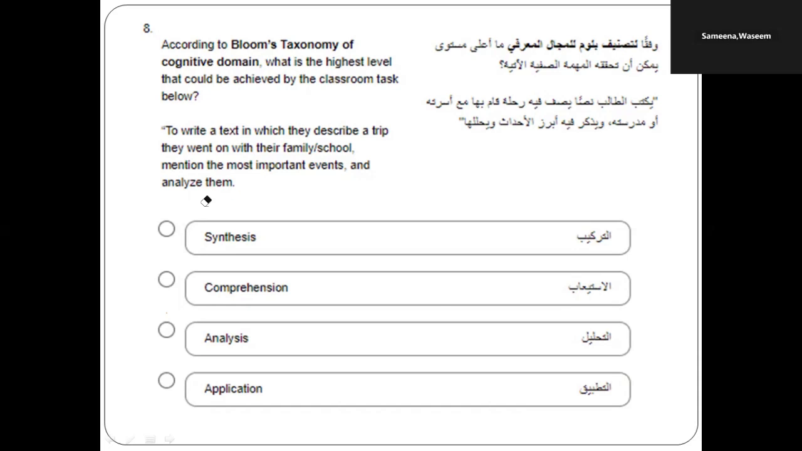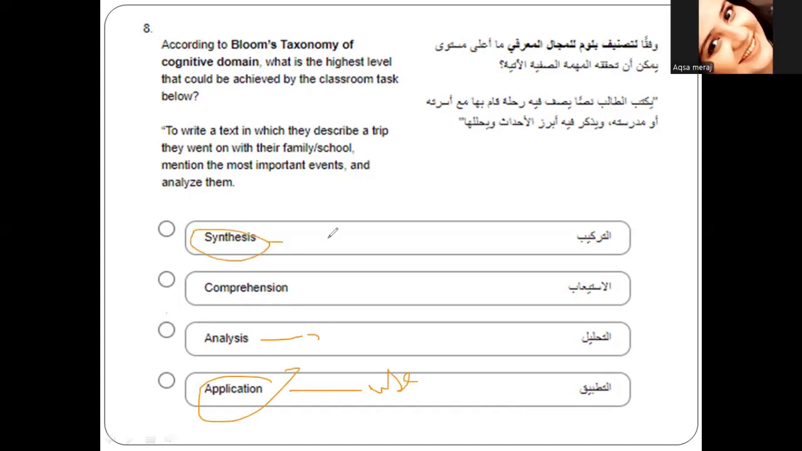Sir, option C, analysis. Application. So one option we have analysis and one we have the application. Application means what? Use, right? Sir, synthesis. Synthesis means production, create, right? Yes, production. But if we are talking about this one, then I can go for it. Yes, two things are there.